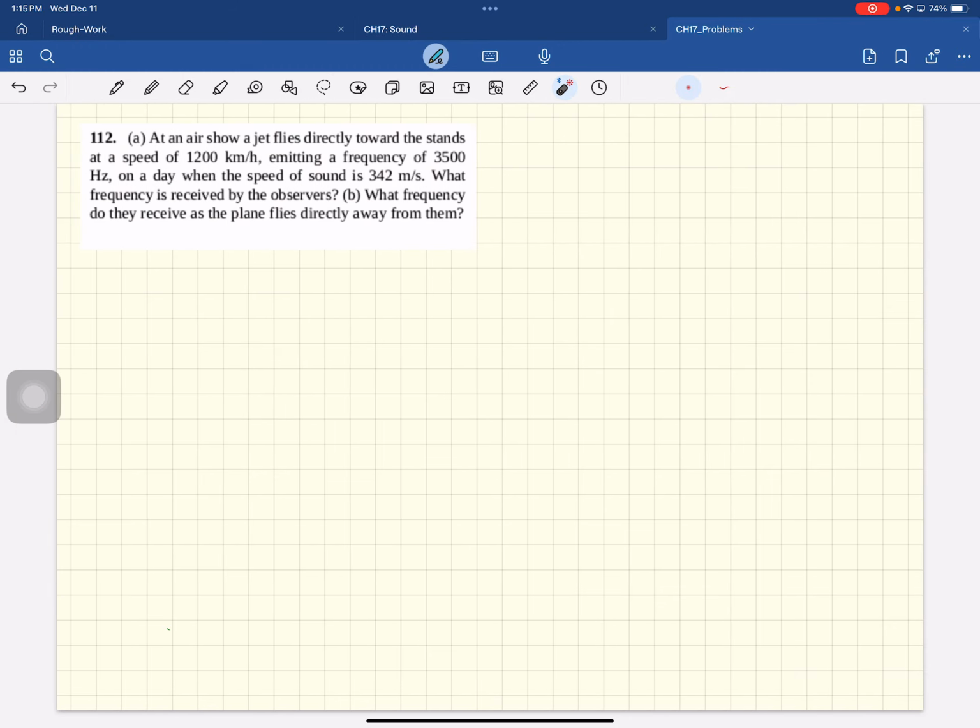All right, this problem says, at an air show, a jet flies directly towards the stands at a speed of 1,200 kilometers per hour. So a jet is flying towards the stands. Here are the stands, and here's the jet flying towards the stands. It'll emit a frequency, and since these are the observers and the jet is flying toward you, what you hear is a higher frequency. That's the Doppler effect.